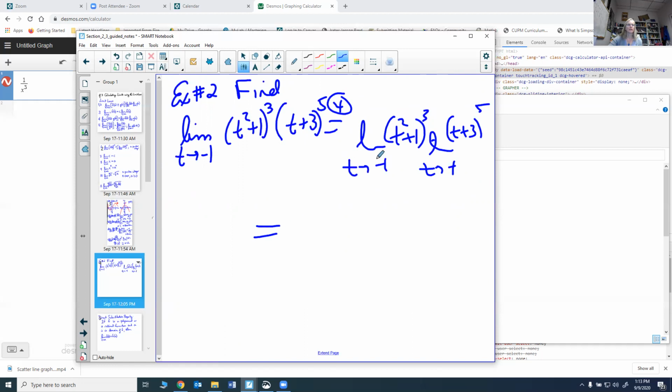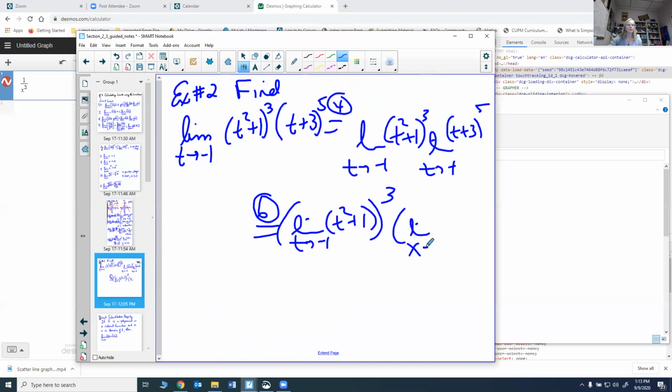Then I notice that I have a limit of something to a power. So I can actually find the limit as t goes to -1 of the t squared plus 1 and then raise that to a power. This is limit law number 6. Same thing with this one. I have a limit as t goes to -1 of t plus 3, and I'm going to raise that to the 5th power.